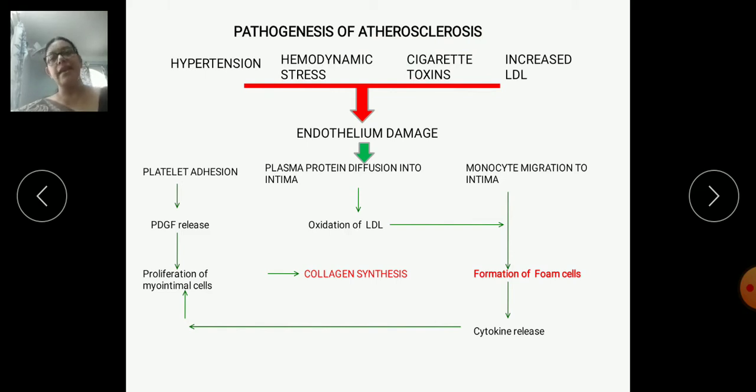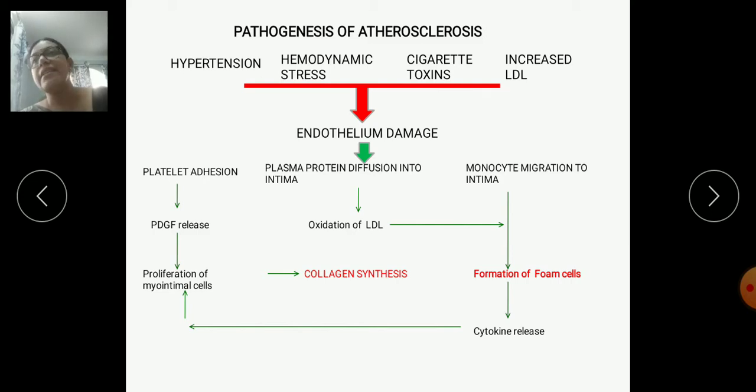One of them is cigarette. And the last is increased LDL. LDL is what? Low density lipoproteins. Like you have heard about cholesterol, isn't it? Now this cholesterol, or the triglycerides present in the body, are of different types, that is HDL, LDL and VLDL. LDL and VLDL are not good for the body.